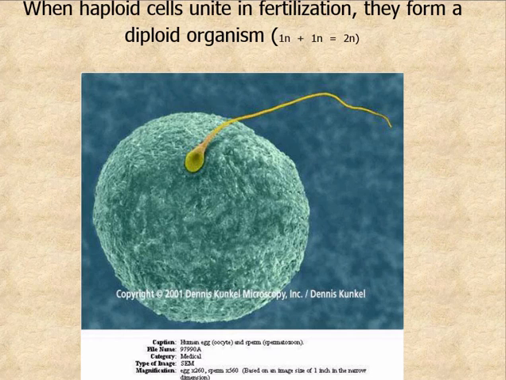And of course, the reason that haploid cells have only half the DNA, or 23 chromosomes, is that when they come together, they form a diploid organism, an organism that has two of every chromosome.